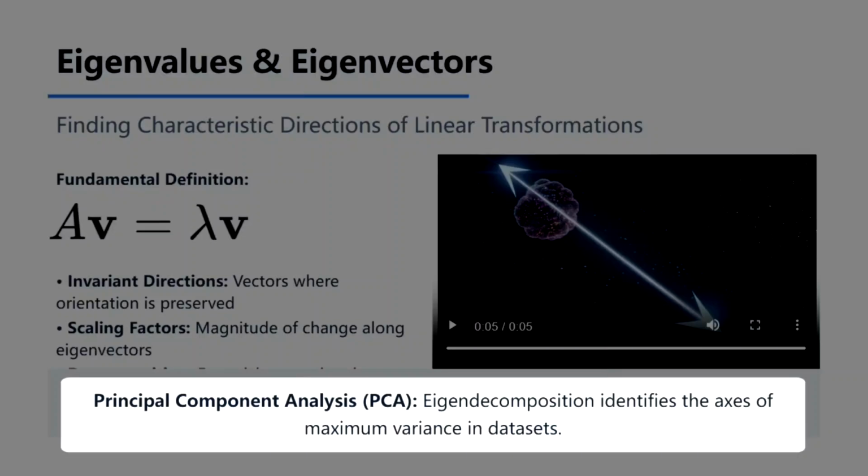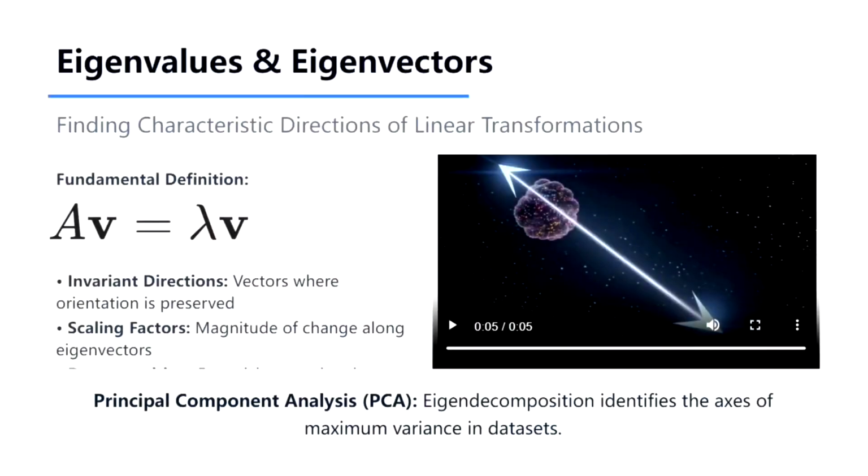This isn't just abstract math. In principal component analysis, or PCA, we use this eigendecomposition to find the principal axes of data spread. This allows us to compress massive datasets by focusing only on the directions with the most information.